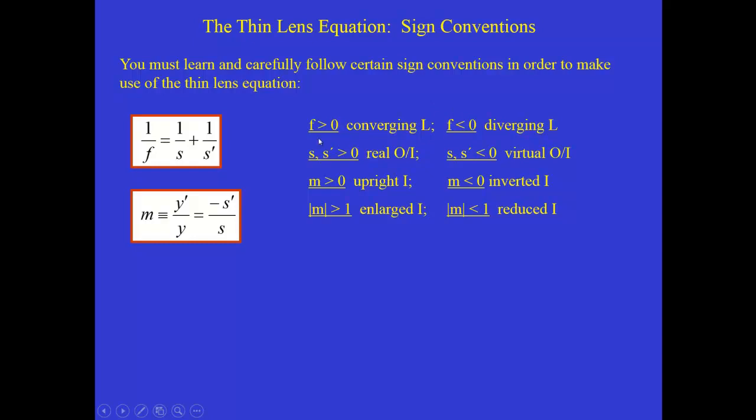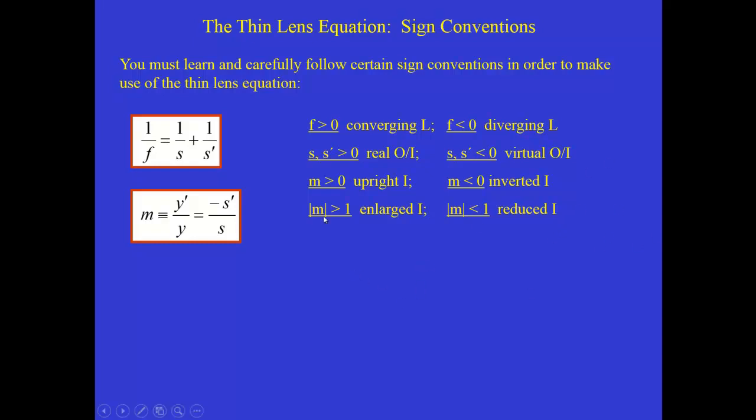Similarly, if the image or the object are real, which means they actually are at a point in space where the light rays actually cross, then S and S prime in this equation are positive. So S and S prime are greater than 0 for real objects and images, and less than 0 for virtual objects and images. A virtual image is a point where it just looks like the rays of light cross. They don't actually cross at a particular point in space physically, but when we look through a lens at a particular object, it looks like the image is at a certain position. We'll show examples of that in class as well.